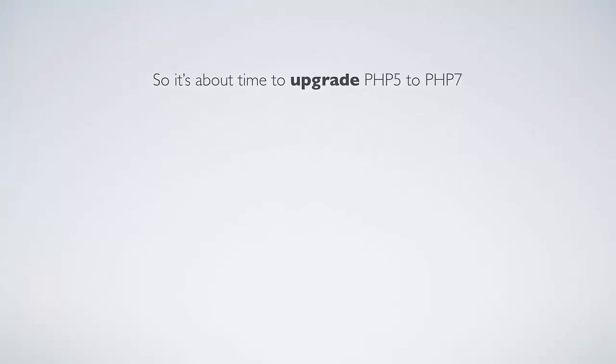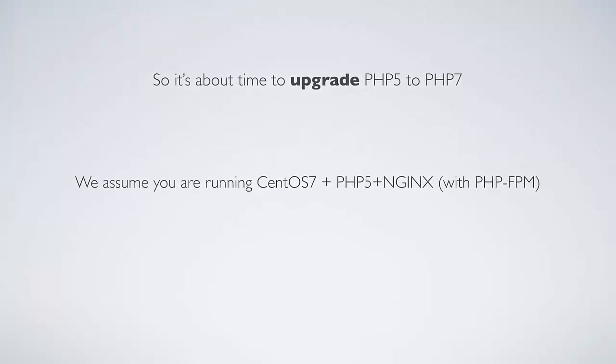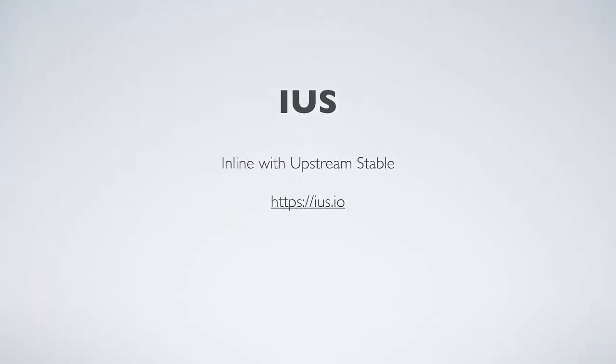the community provided packages. In this lecture, we assume that you're running PHP5 on CentOS 7 and PHP-FPM in conjunction with NGINX. First of all, let's subscribe to the IUS Community Project Repository, which stands for Inline with Upstream Stable, since PHP7 is not yet packaged in official repositories for major distributions and we'll have to rely on a third-party source.